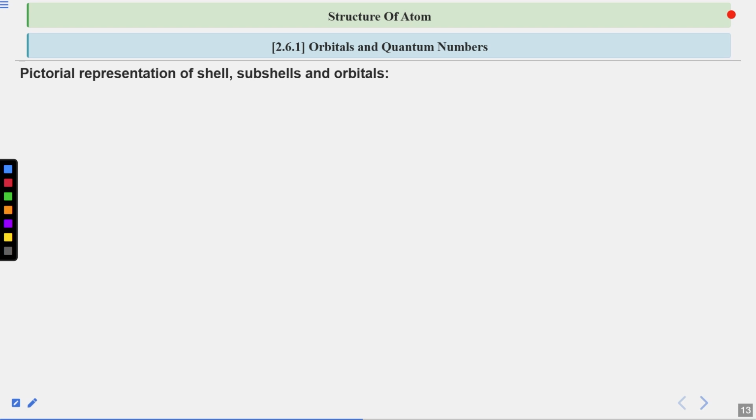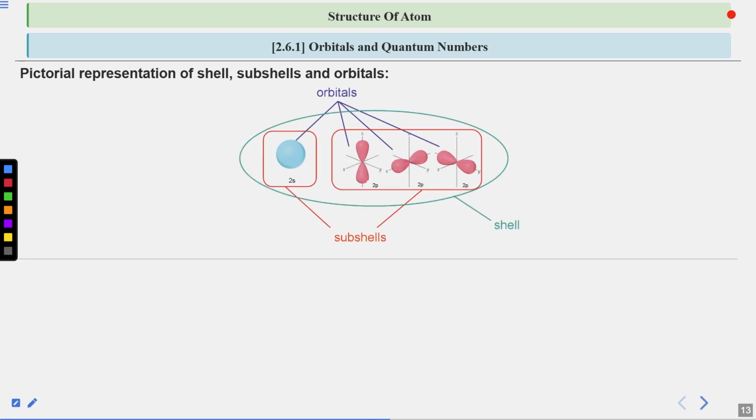Now there is a pictorial representation to represent all of these. I will have a shell. Inside that shell, we will have subshells like 2s and 2p. And inside that subshell, we will have orbitals. Here we have only one orbital, which is 2s. In this, we have 3 orbitals, 2pz, 2px and 2py. We will talk more about the shapes later. This is confusing in a way, so just try to get the formulas. First of all, you have a shell. Inside that shell, you have a subshell. Inside the subshell, you have an orbital. And inside that orbital, you have an electron.